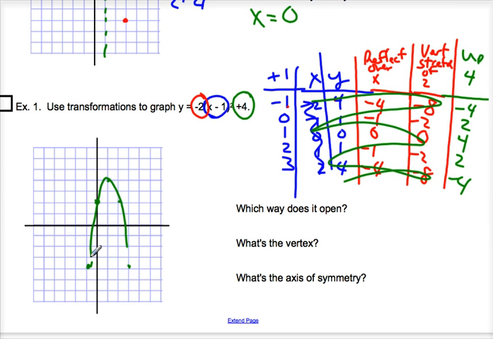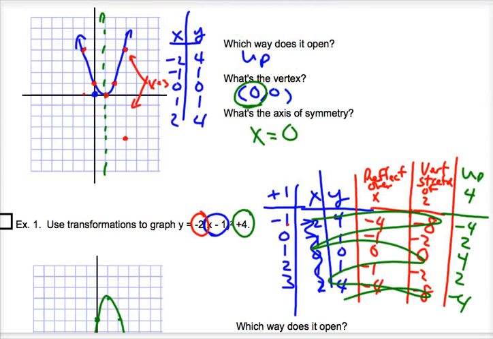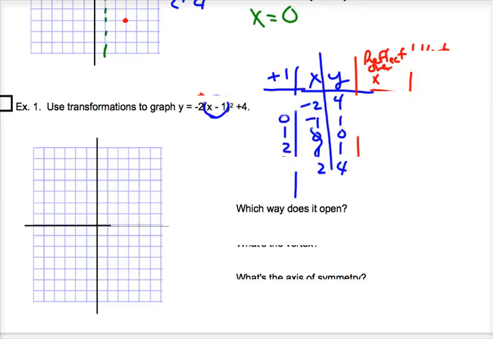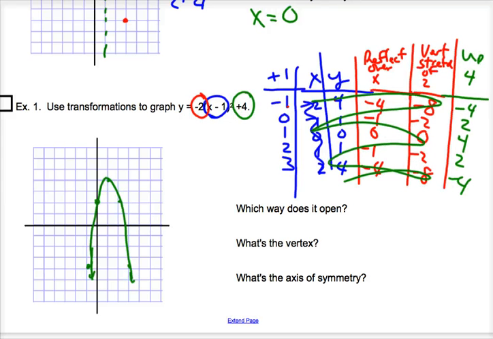So hopefully you can see how the transformations worked with what we applied here. This thing flipped over the x. It looks skinnier because of that vertical stretch. And then the vertex got slid up. The vertex was on the x-axis. So here's my vertex on the x. Well, now my vertex is up 4 from there. That was the slide up that happened. Okay? So that's using transformations.